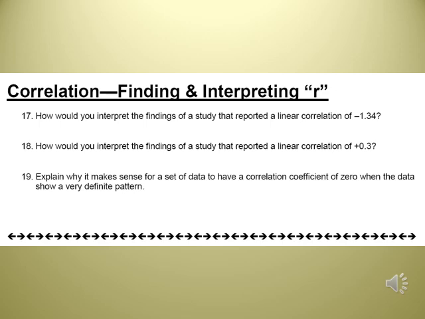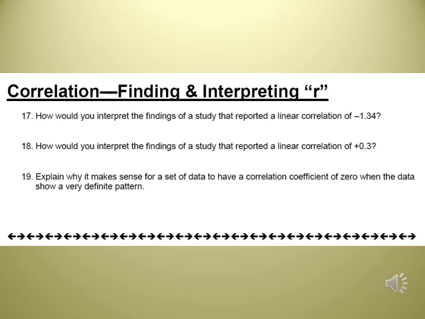The second one says, well, what if you got a linear correlation of positive 0.3? I would say it's a pretty weak positive correlation. It is a positive correlation, but it's not really all that strong. There's a relationship, but there's probably more difference than there is a good relationship between your variables.